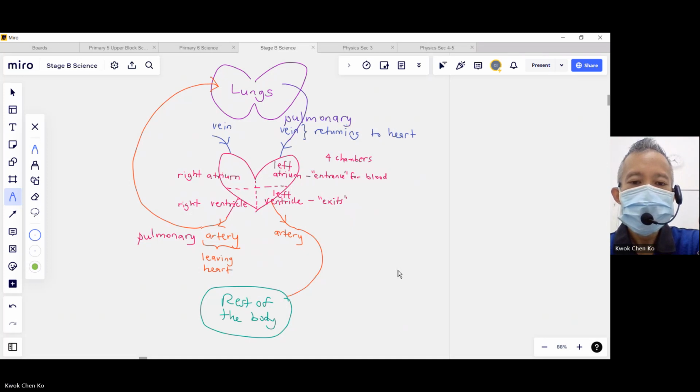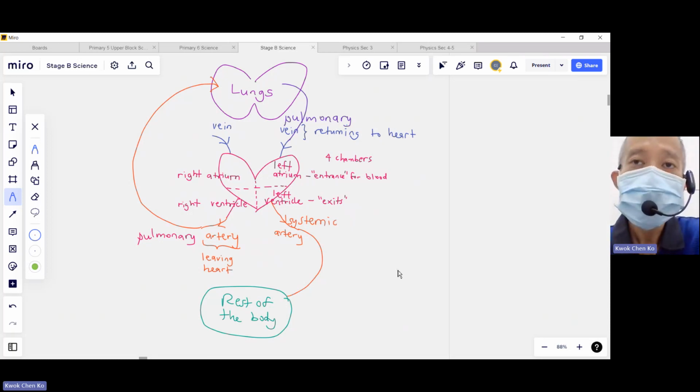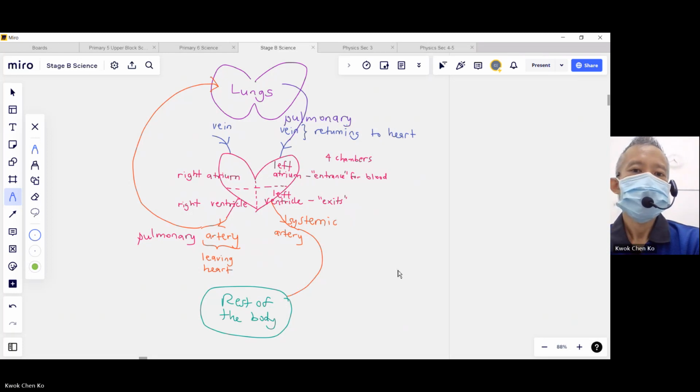Right. Now, depending on your school, they'll sometimes call it the systemic artery. Systemic meaning system, it goes to the rest of the system. There's another important name for this major artery. This is a big one that goes to the rest of your body. It's called the aorta.